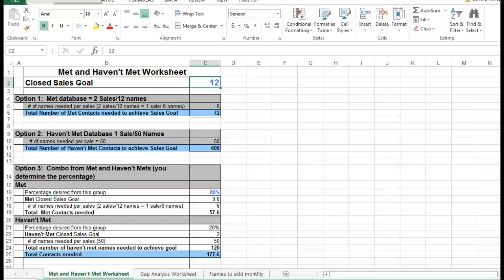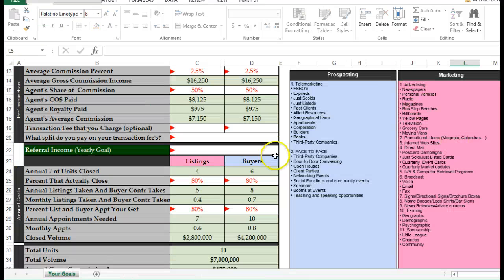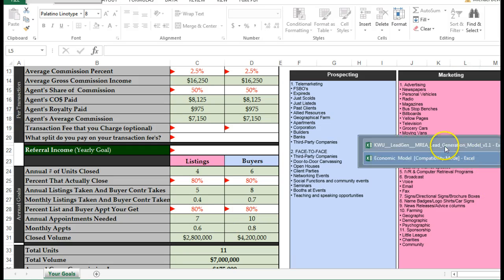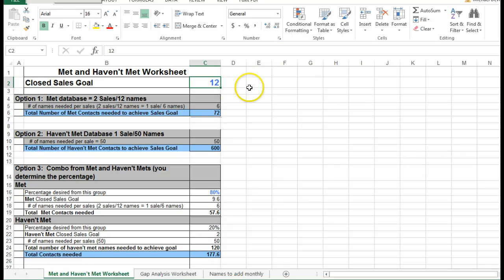But what's missing from the first model is what are you going to do to get those appointments, right? Because if we look at this, it says you're going to need 17 appointments, right? So where are they going to come from? And that leads us to model number 2, which is called the lead generation model.